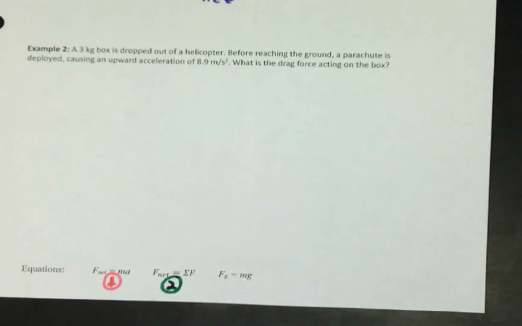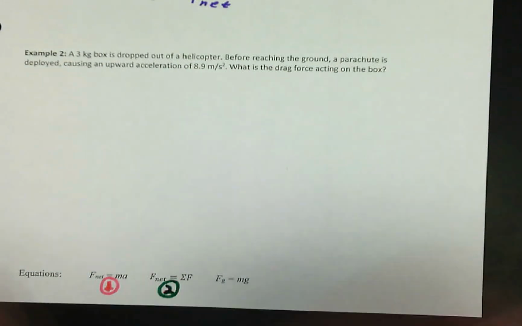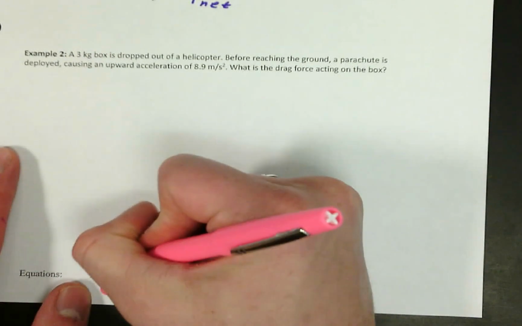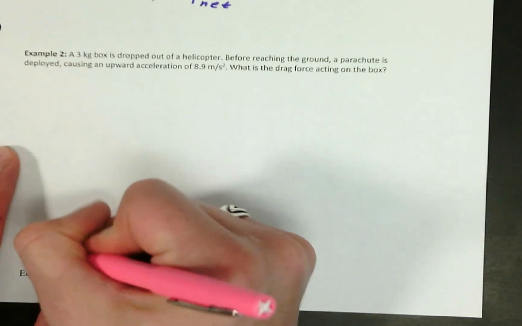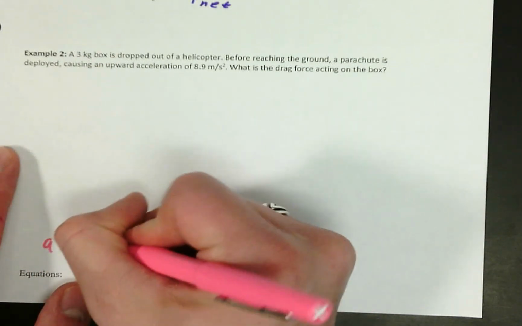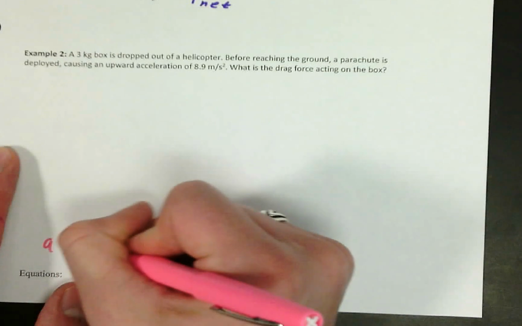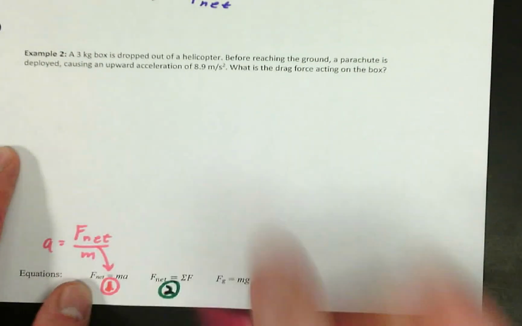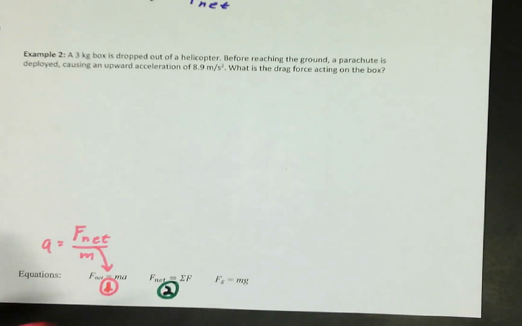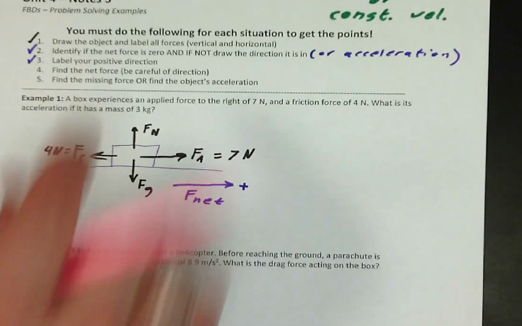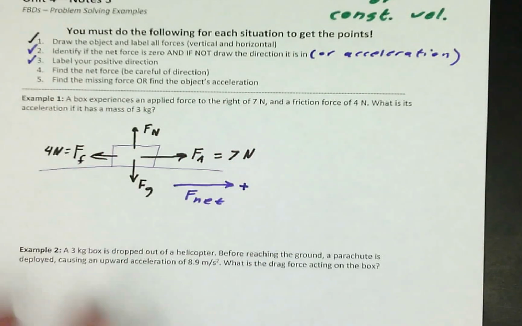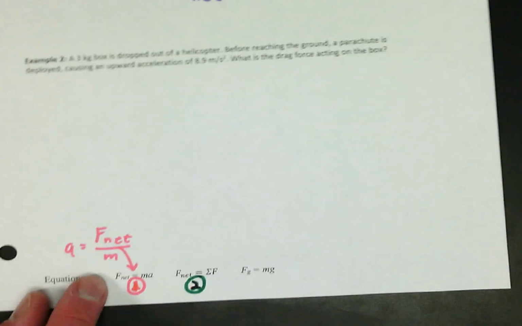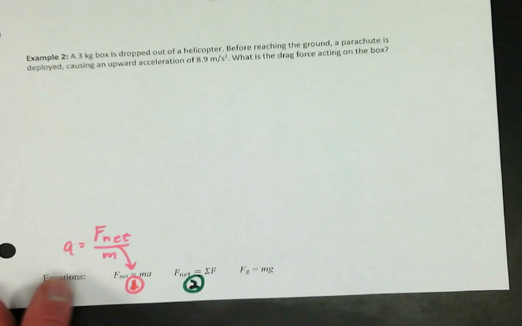Now, you may be looking at this and say, Mr. B, I've never seen either of these. What's up with this? I don't know any of these. You actually do. This one here is a equals F net over m. In other words, Newton's second law. If you're wondering why it looks different, it's because we're going to be solving for net force as step 4 every time.